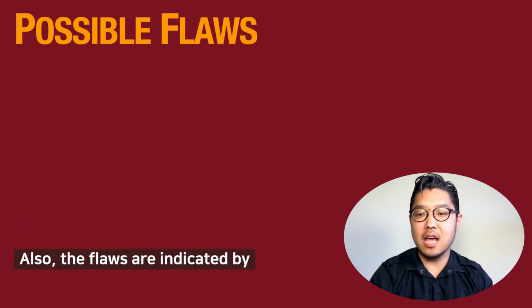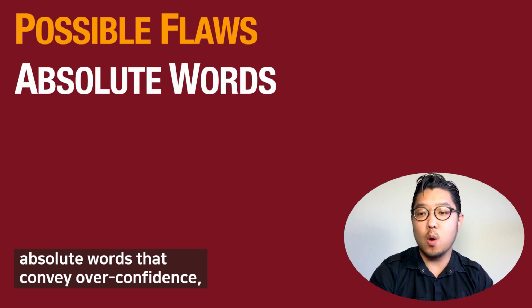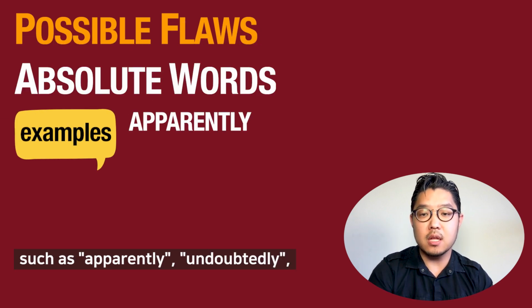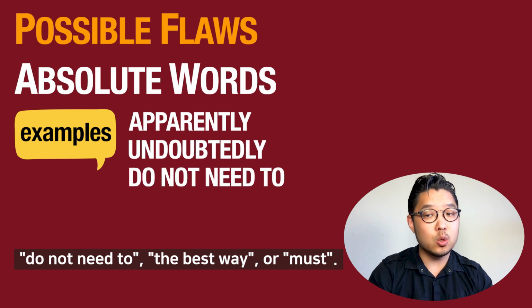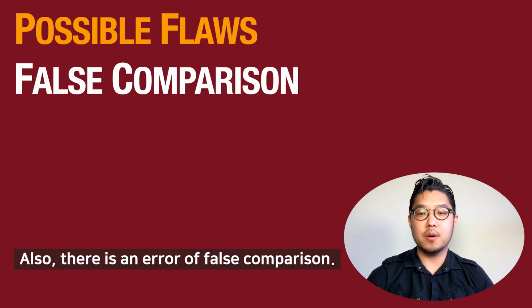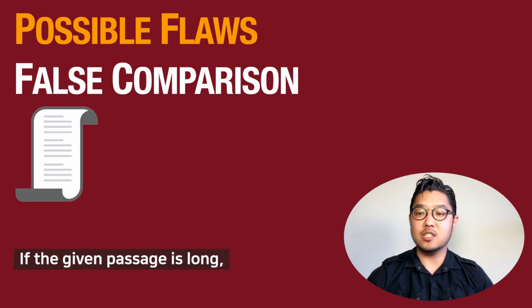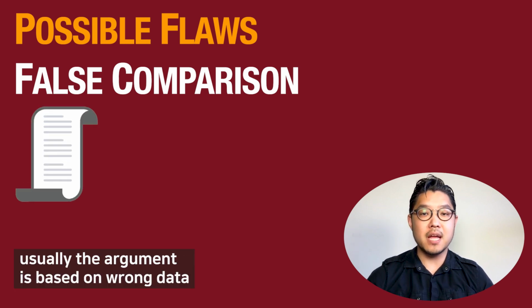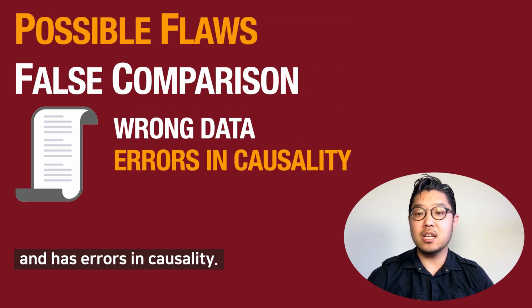Also, the flaws are indicated by absolute words that convey overconfidence, such as apparently, undoubtedly, do not need to, the best way, or must. Also, there is an error of false comparison. If the given passage is long, usually the argument is based on wrong data and has errors in causality.